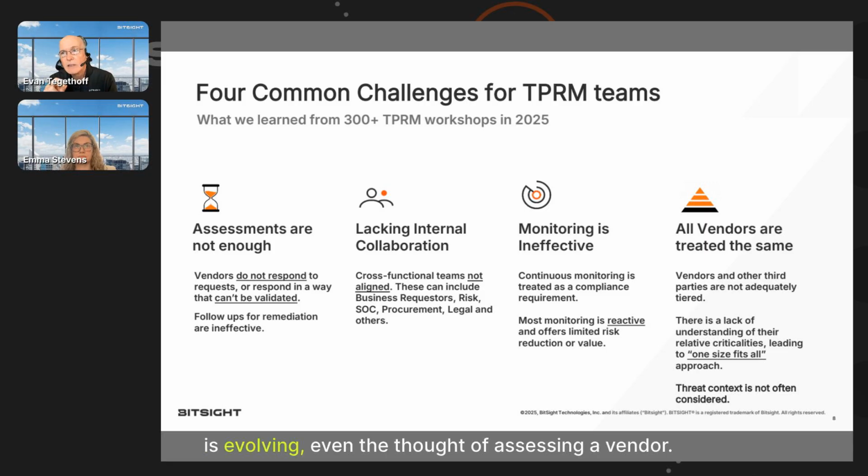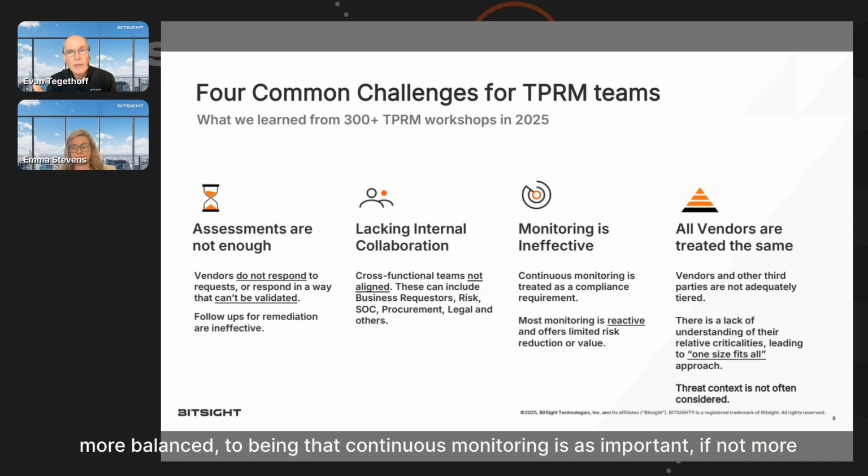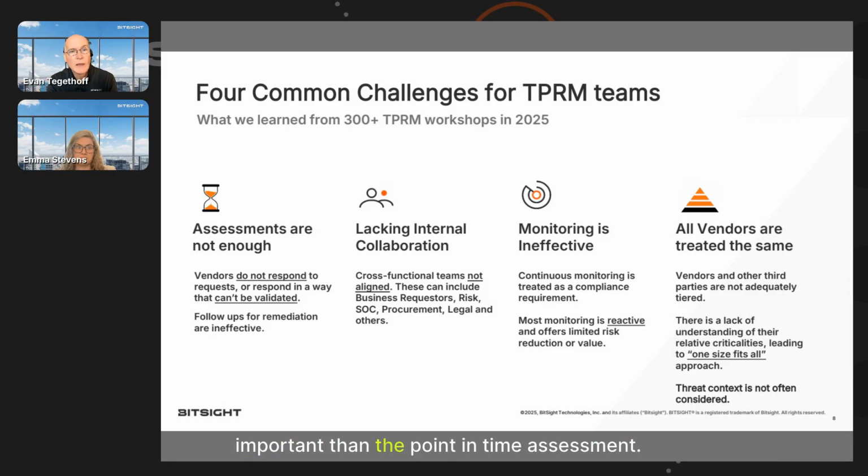assessments is evolving. Even the thought of assessing a vendor can be frustrating, though. Vendors don't respond, they can't be validated. And really, I think we're seeing a shift from that assessment piece to being much more balanced, to being that continuous monitoring is as important, if not more important, than the point-in-time assessment.